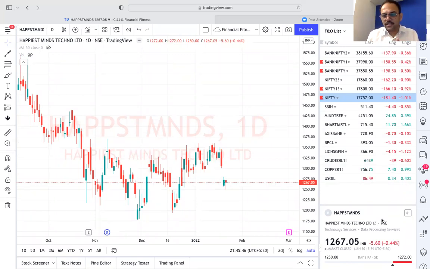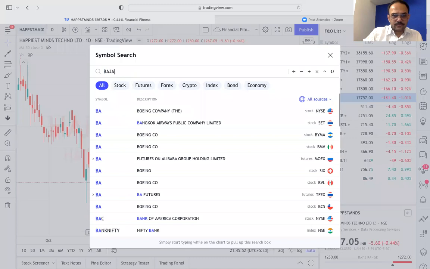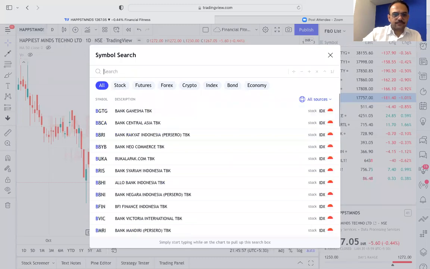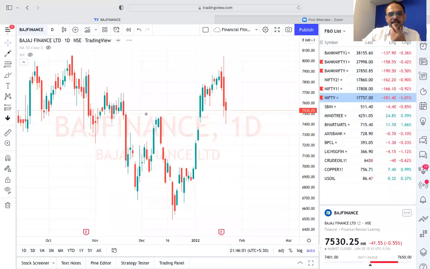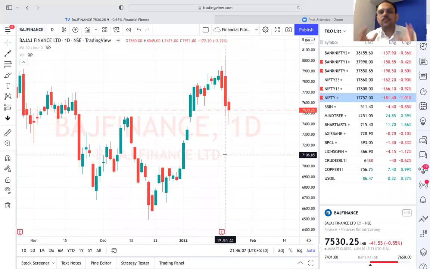Bajaj Finance, good results, but hammered. You see, Bajaj Finance, like I said, it will start going up 1 month before. We don't wait for the news to come. We are learning the language of the charts. We don't wait for news to tell us that the results will be good.